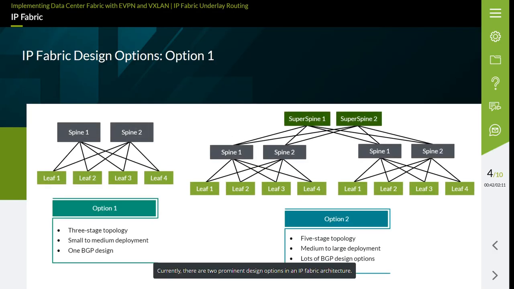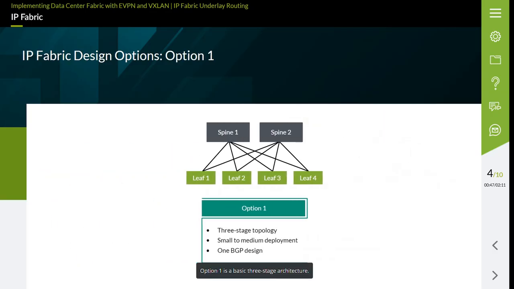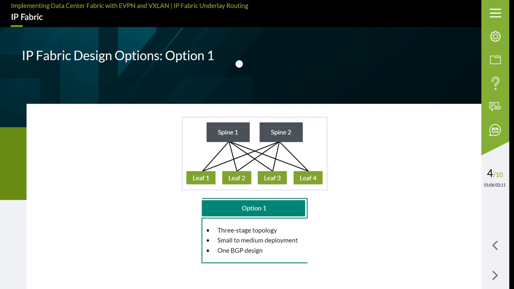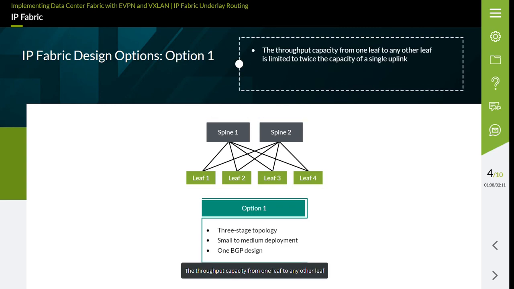Currently, there are 2 prominent design options in an IP fabric architecture. Option 1 is a basic 3-stage architecture. Each leaf connects to every spine. The number of spines is determined by the number of leaf nodes and the throughput capacity required for leaf-to-leaf connectivity. In the diagram, a spine leaf topology with 2 spine devices and 4 leaf nodes is shown. The throughput capacity from one leaf to any other leaf is limited to twice the capacity of a single uplink, since there is a single uplink to each spine node.